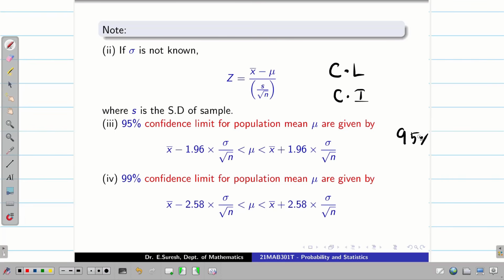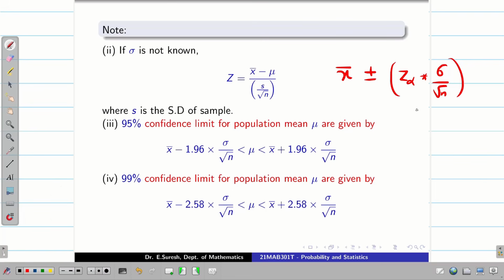So we have 95% confidence interval or 99% confidence interval. At 95%, we can say 5% is alpha. For 99%, alpha is 1%. So the confidence limit formula is x bar plus or minus z alpha into sigma by root n. For 5% level, my z alpha value is 1.96. If I substitute here, we get the formula.